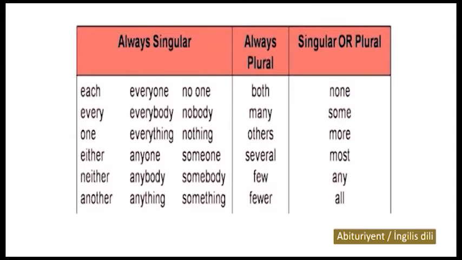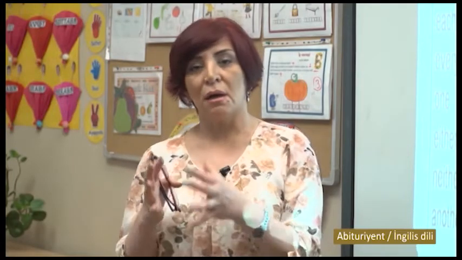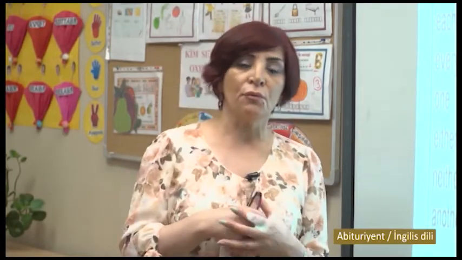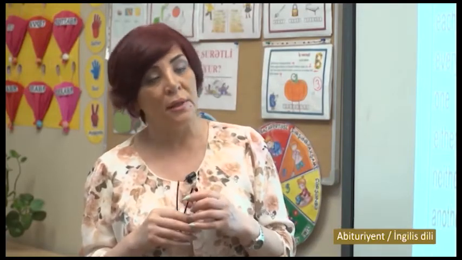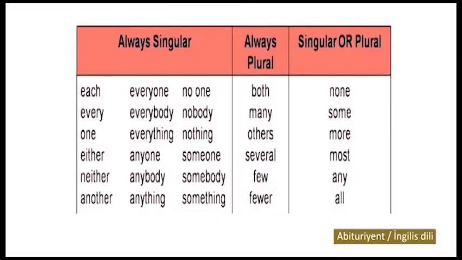Both refers to two things or two people. For example, both my sisters are students, and the negative form of both is neither. Both my sisters are students, neither sister is, or neither of my sisters is a student. We don't use both in a negative sentence. Many, after many we use plural, because many is used with countable nouns in plural.